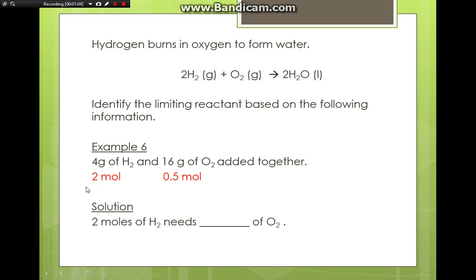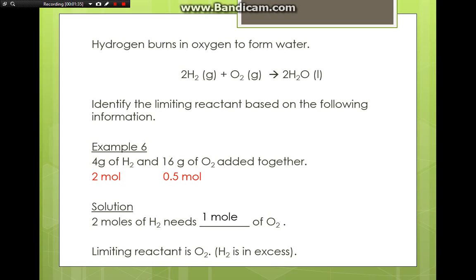Again, I'll write it based on the first information. 2 moles of hydrogen will need 1 mole of oxygen. We needed 1 mole. We have only half a mole. So oxygen is the limiting reactant. Hydrogen is the excess.